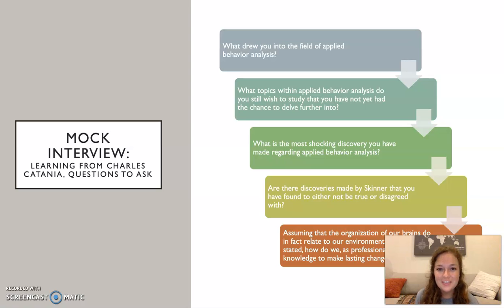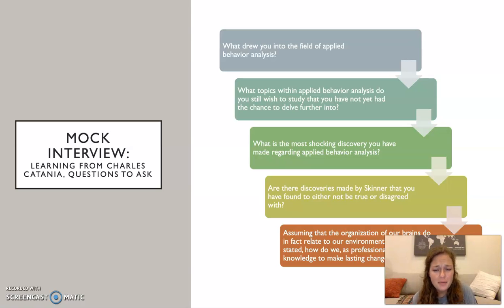So for the first question, what drew you into the field of applied behavior analysis? He is a brilliant mind. So why did he choose that? Why did he kind of transition from psychology into applied behavior analysis? There are similarities in the two for sure, but there's kind of a twist in thinking to move from one to the other. So why did he start researching in that field? What made him interested in it?